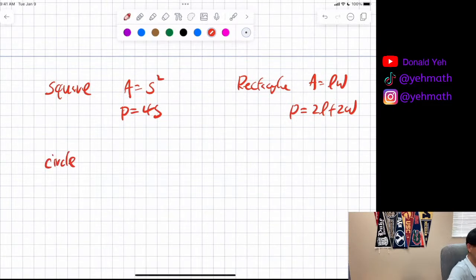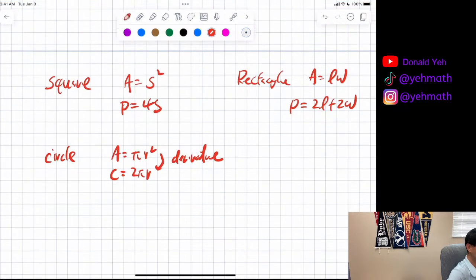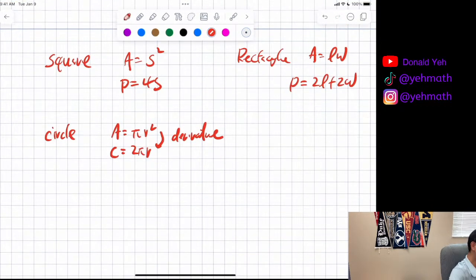Circle is pretty cool though. I want to show you the circle because area equals pi r squared, right? Most people don't remember circumference, but if you take a derivative of pi r squared, you get 2 pi r. Wow, that's crazy. It only works with a circle though. It doesn't work with anything else. This is the derivative. That's wild, right?